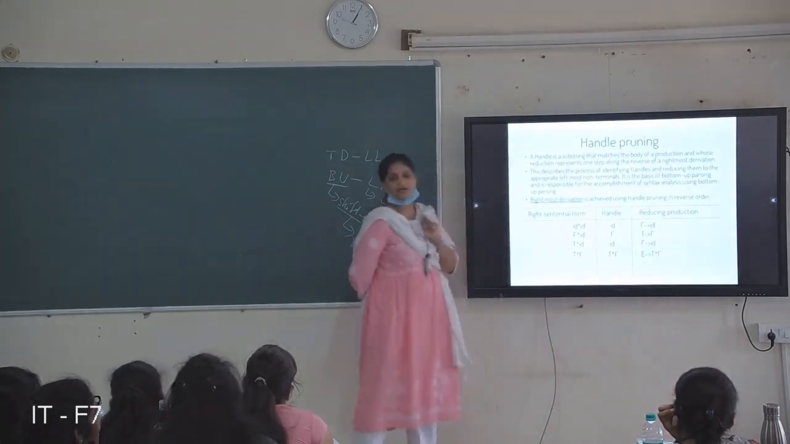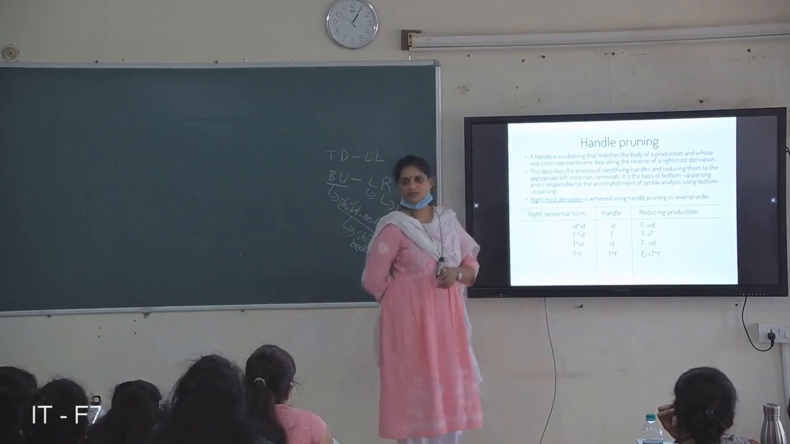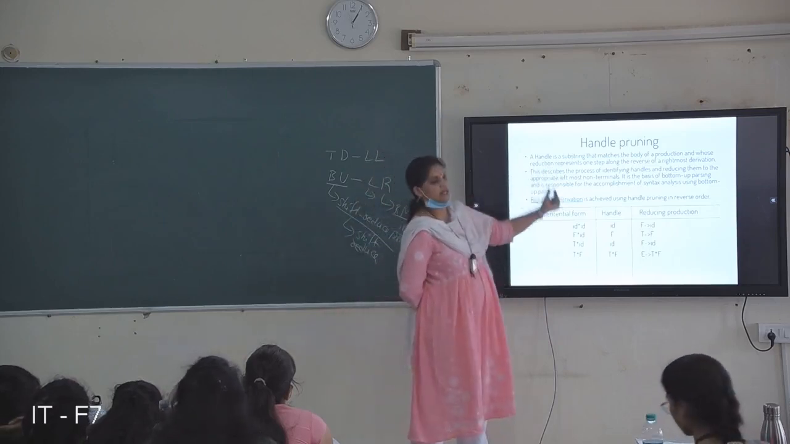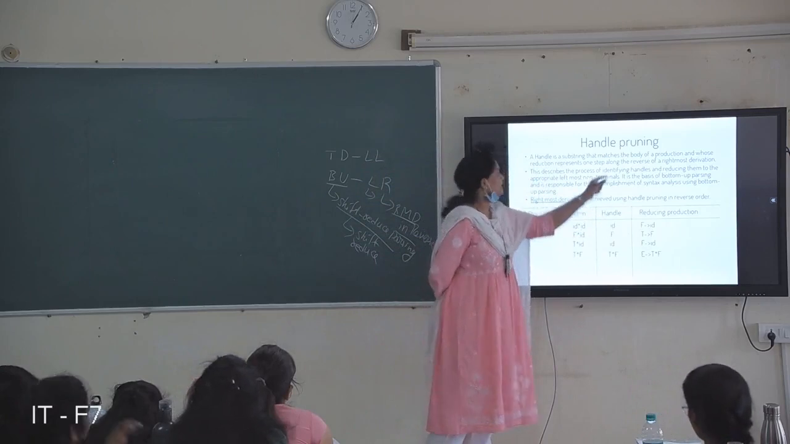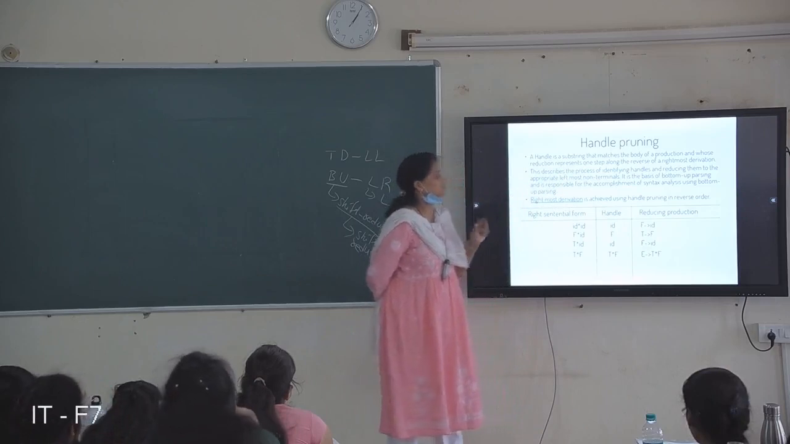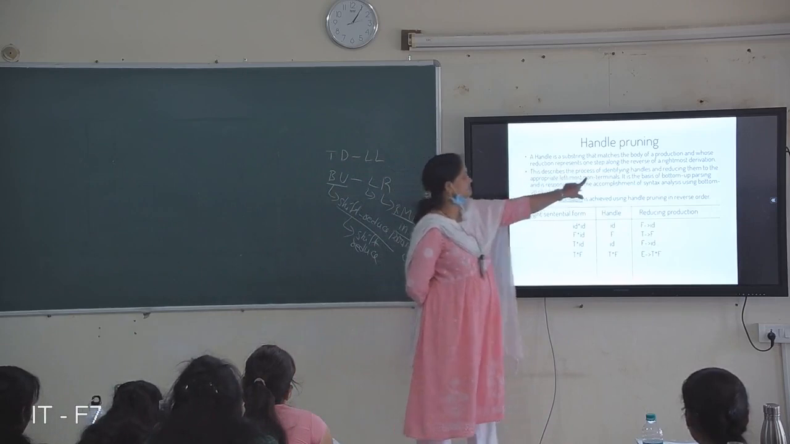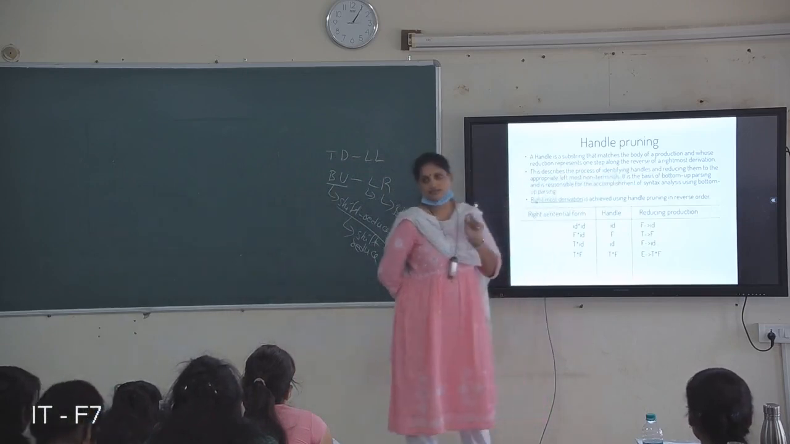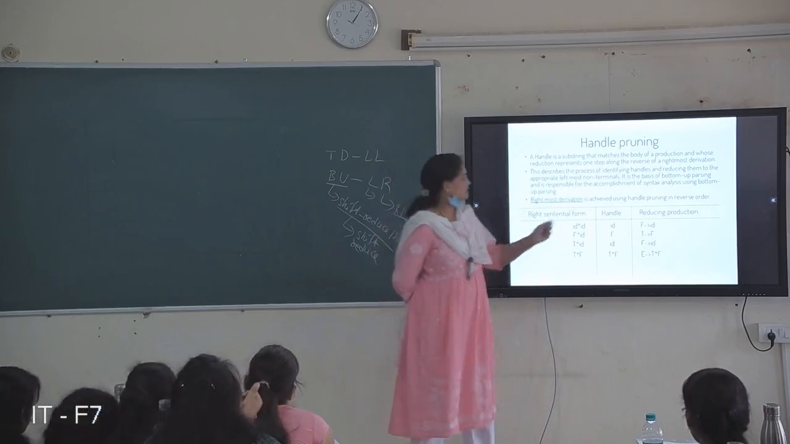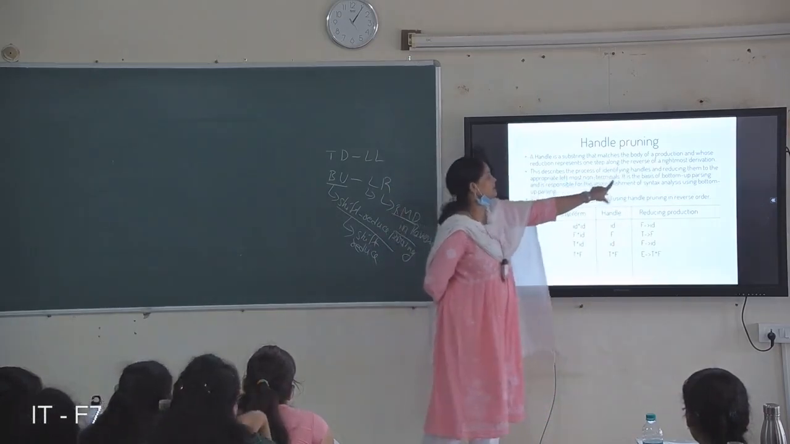Handle pruning. What is meant by handle pruning? Whenever you get a handle, it is replaced by the leftmost symbol. A handle is a substring of the given string that matches the body of a production and whose reduction represents one step along the reverse of the rightmost derivation. So handle pruning describes the process of identifying the handle. The main thing is to identify the handle. Whenever you get a handle, it is replaced by the leftmost non-terminal, reducing it to the appropriate non-terminal.